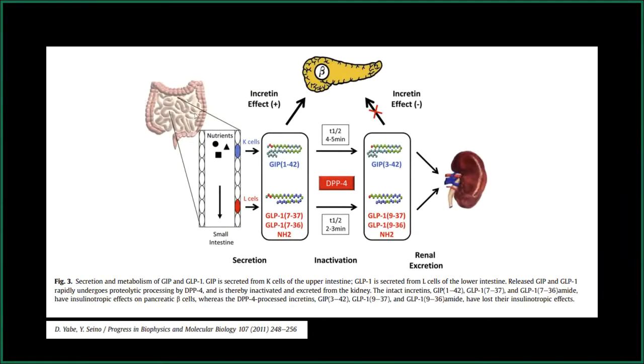They are secreted in response to nutrients in a meal, and the secretion of GIP is from the proximal intestine, whereas the secretion of the GLPs is from the distal intestine. There are two separate sets of cells. The K cells secrete GIP, and the L cells make GLP.